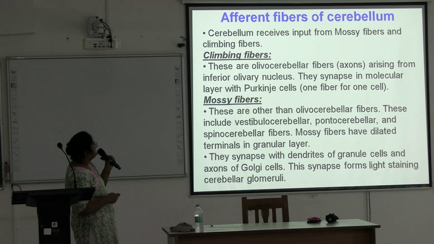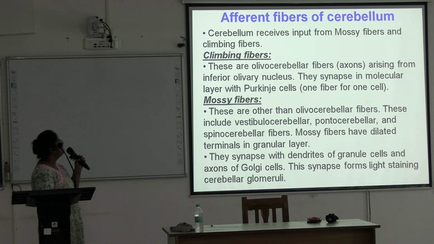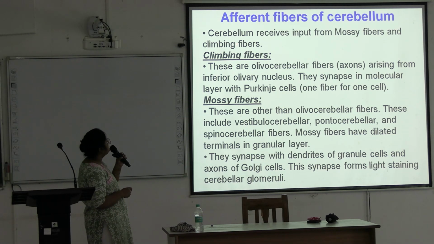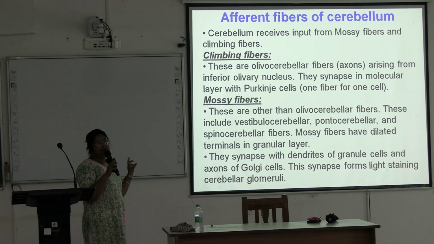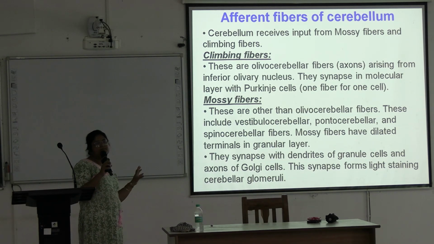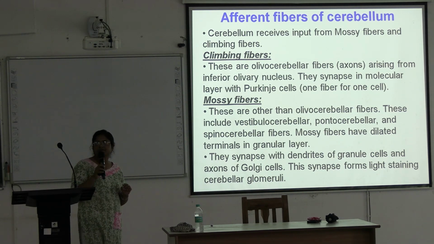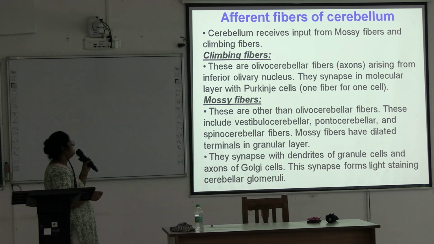Next, we are going to afferent fibers and efferent fibers. So first, afferent fibers. Cerebellum receives input from mossy fibers and climbing fibers. These two names you must know. These are the main afferents of the cerebellum: mossy fibers and climbing fibers. Climbing fibers, these are olivocerebellar fibers.